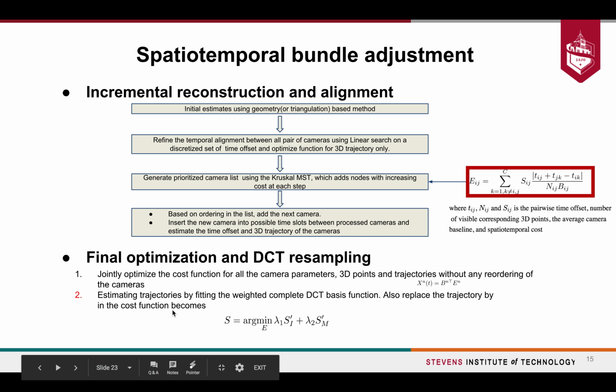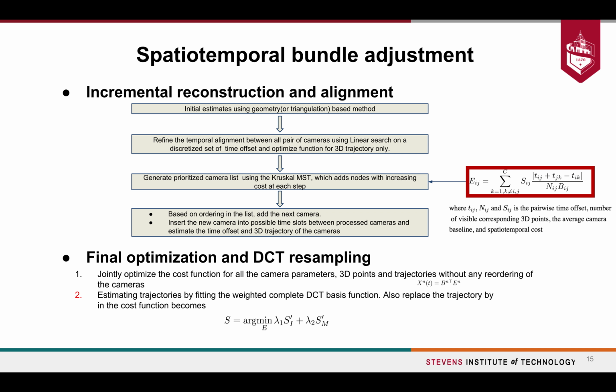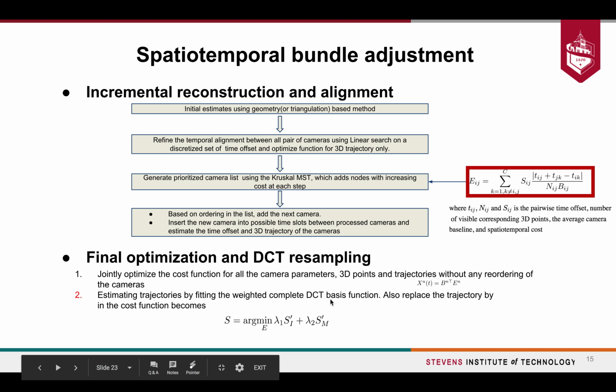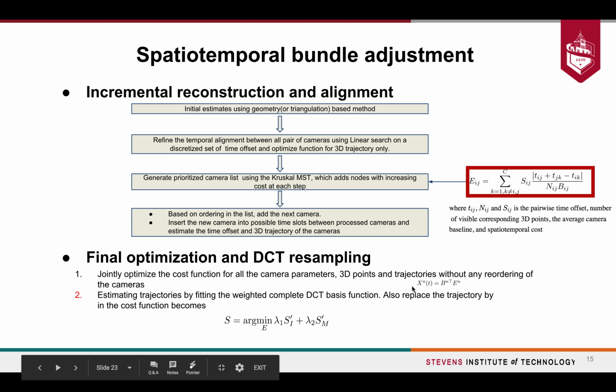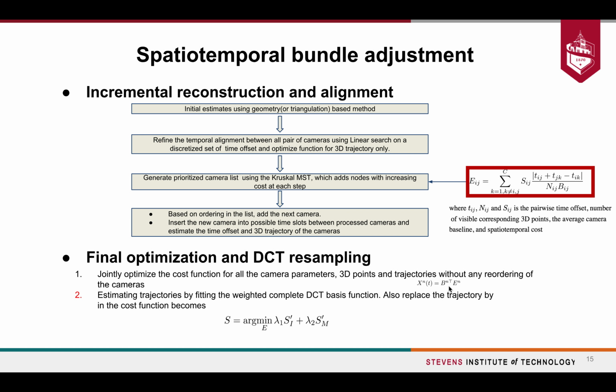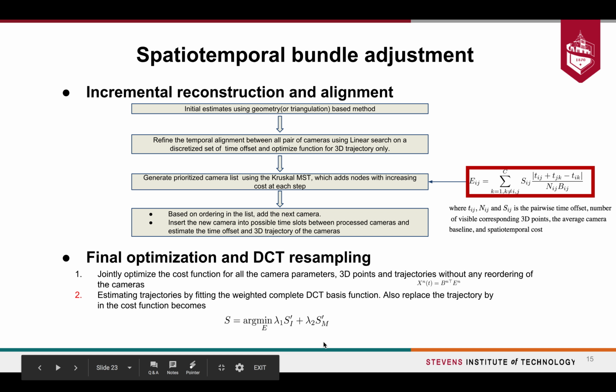He also used the trajectory basis, which is the DCT basis, exactly the same as in the previous method, to represent the structure X, where X is here. X is represented with this basis and the coefficients, and this is put back into the cost function, so he optimizes this new function over the coefficients.